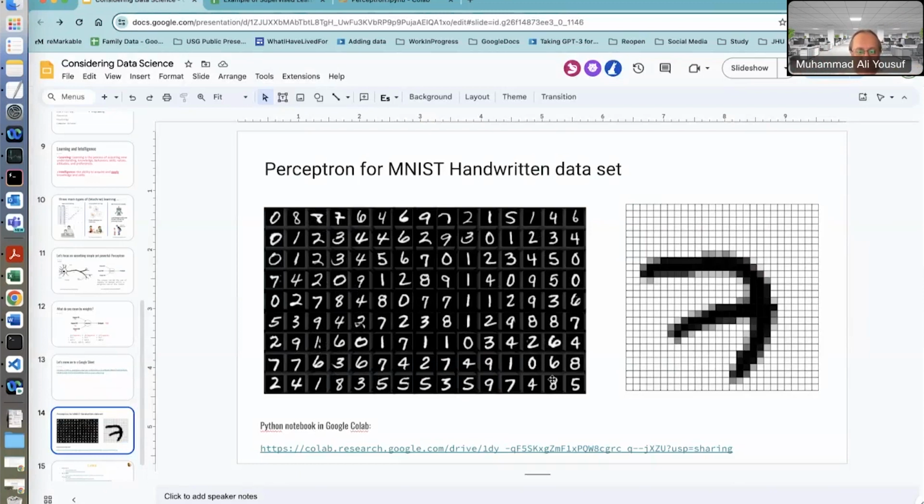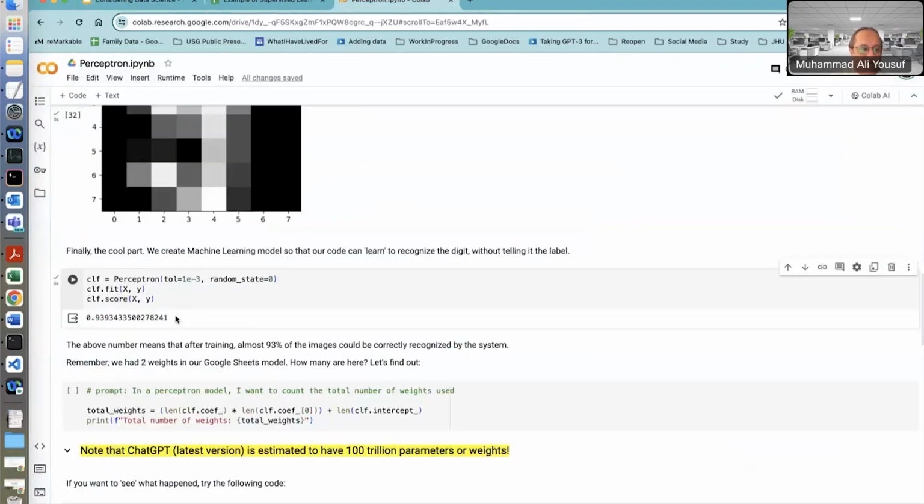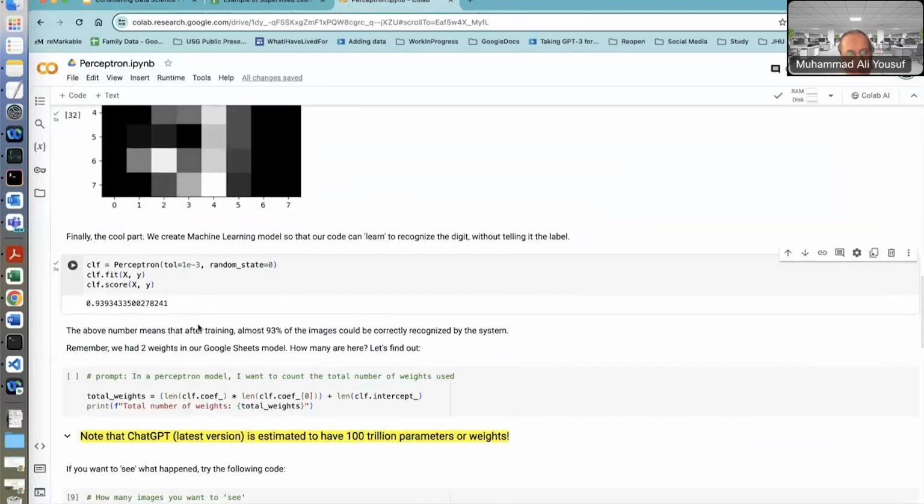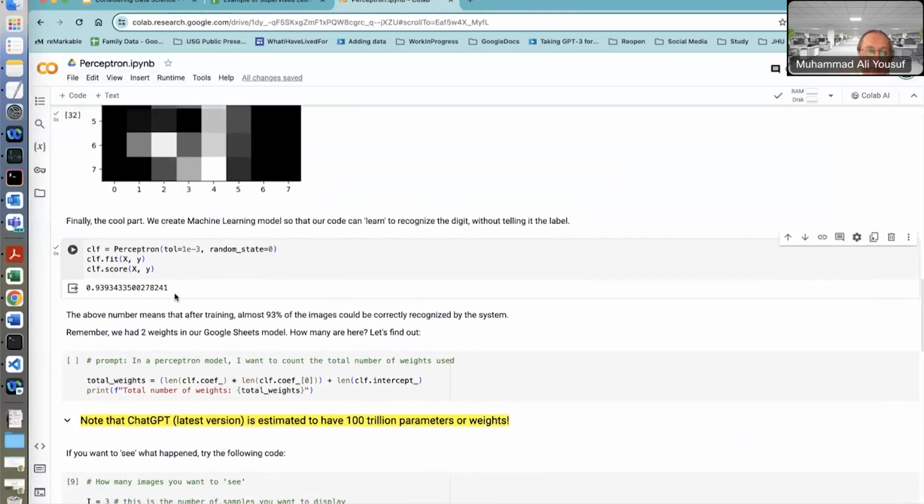Even human beings can't understand all of them. Sometimes we get confused, and especially if we are younger kids, we will have difficulty understanding some of these numbers. And our model is saying that I can tell you 93% of the time that this is correct. Okay. But then you can ask a few things.